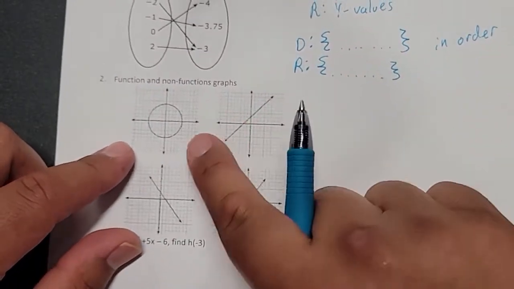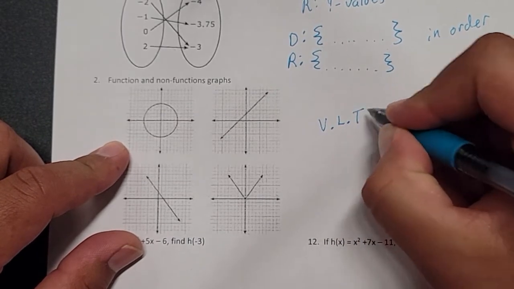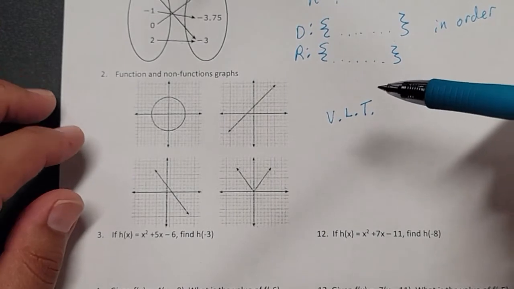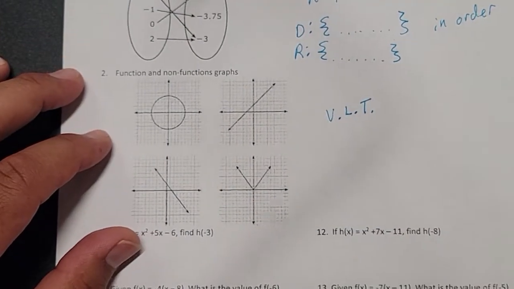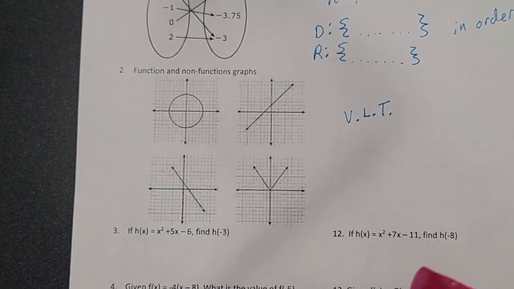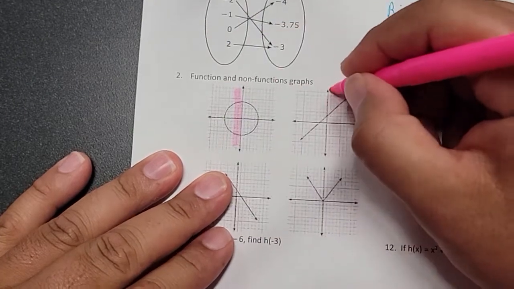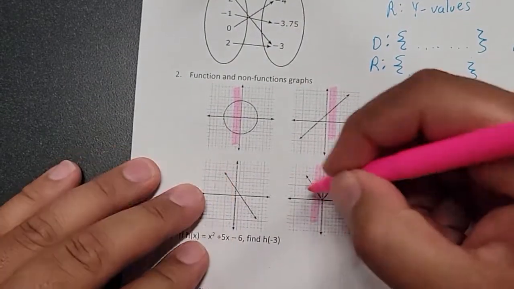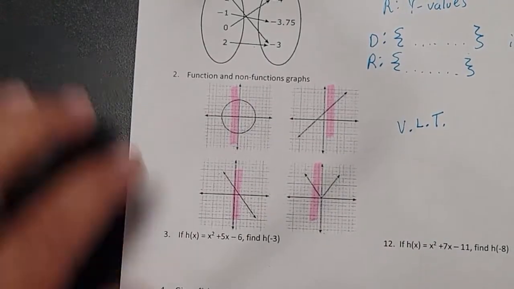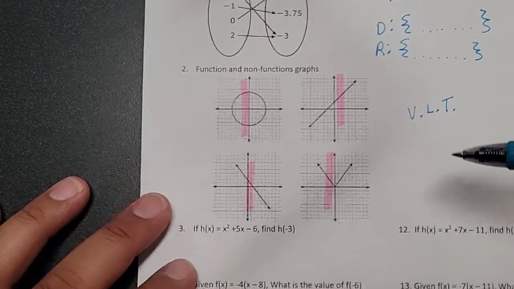All right, is it a function? Right here, you want to use the vertical line test. So if you put a vertical line, you're going to tell me yes or no for each one, okay? If I put a vertical line going down, the vertical line test says if it touches it only once, it is a function. So you're going to put yes, no, yes, no, yes, no, yes, no for each one.